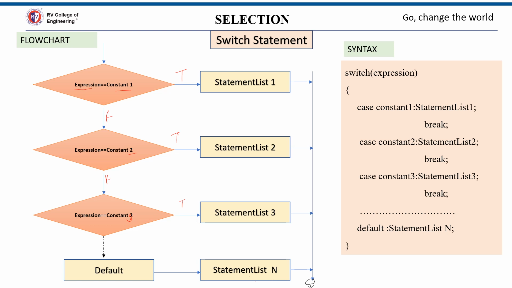The syntax for the same is, so switch expression, you have case, constant 1, statement list 1. In order to come out of the switch block, we make use of break. For the second case, constant 2, statement list 2, come out of the switch block. Case, constant 3, list 3, come out of the switch block. Default, if none of the case constants matches with the expression, default is executed, wherein we execute a corresponding statement. So this is the syntax for your switch statement.